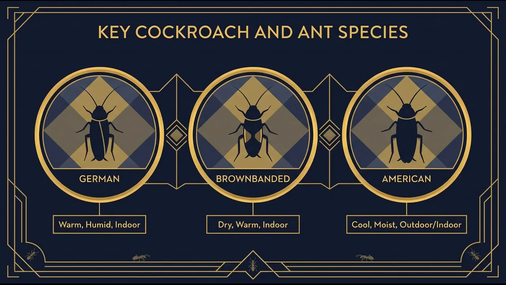Finally, if you find smooth, clean galleries in wood with no mud and small piles of sawdust like frass, you are dealing with carpenter ants. They excavate wood to nest but do not eat it.